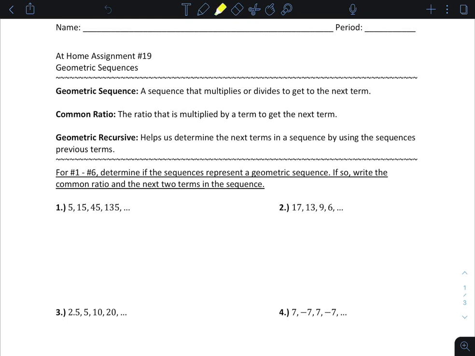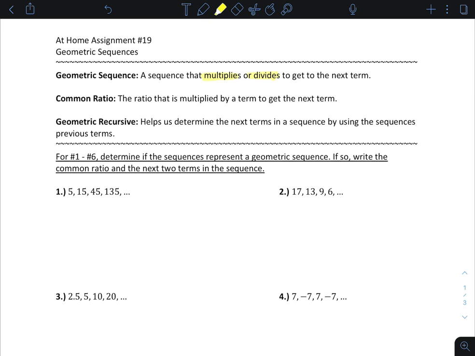So, quick recap on geometric sequences. It's just a sequence that you multiply or divide to get the next term. If you remember, an arithmetic sequence is similar, but you add or subtract. And a common ratio, it's that ratio or the number that you're multiplying to get the next term. And then finally, the recursive formula, we'll discuss that on the second page, but it just helps us determine the next terms in the sequence by using the sequence's previous terms.